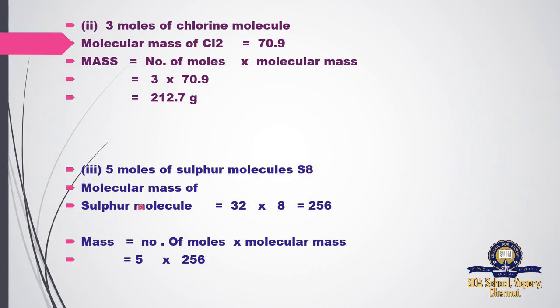Next, 5 moles of sulfur molecule. So S8. The atomic mass of sulfur is 32. Here there are 8 atoms, so 8 times 32 is 256, the molecular mass of sulfur. Then the same formula, mass equals number of moles into molecular mass. The number of moles given is 5 and the molecular mass is 256. So 5 into 256 is totally 1280 grams.